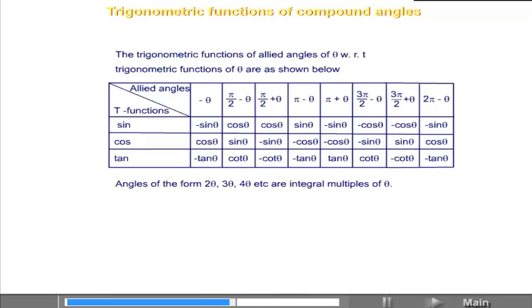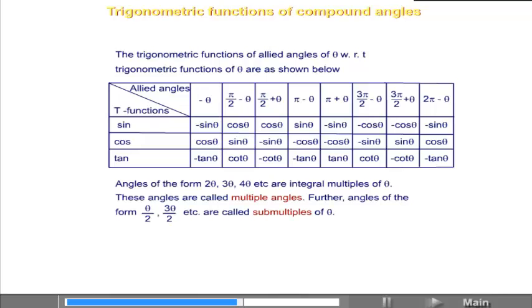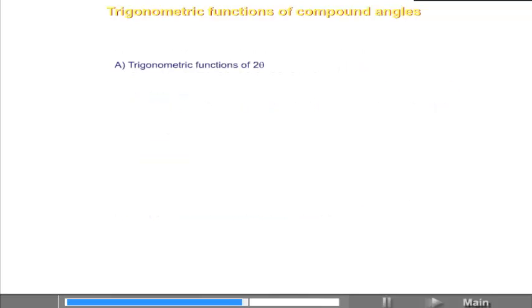Angles of the form 2 theta, 3 theta, 4 theta, etc. are integral multiples of theta. These angles are called multiple angles. Further, angles of the form theta by 2, 3 theta by 2, etc. are called submultiples of theta. A. Trigonometric functions of 2 theta.